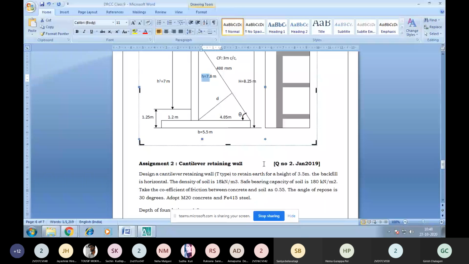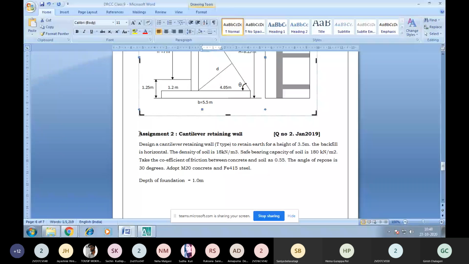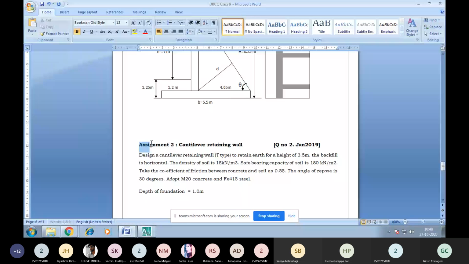Before that, till yesterday's class, we had done the cantilever retaining wall. Assignment 1 was given, that is of combined footing, slab type. I think nobody has submitted it. Saturday was the last day to submit, so I will give one more day. Kindly submit your assignments through Microsoft Teams only. There is an option to submit your assignments. I will tell you how to submit the assignment.